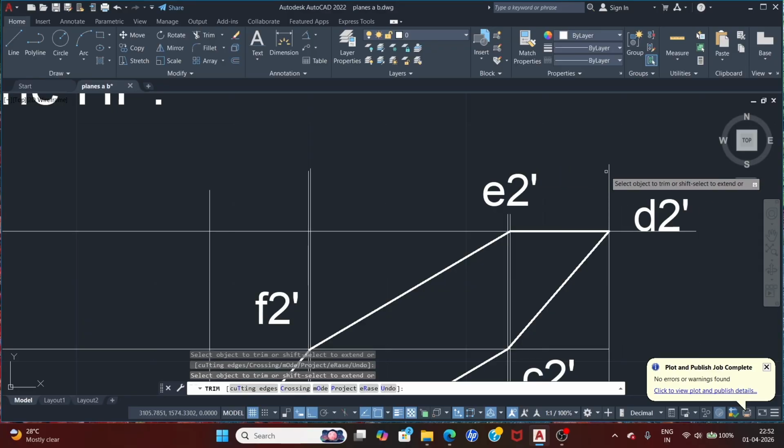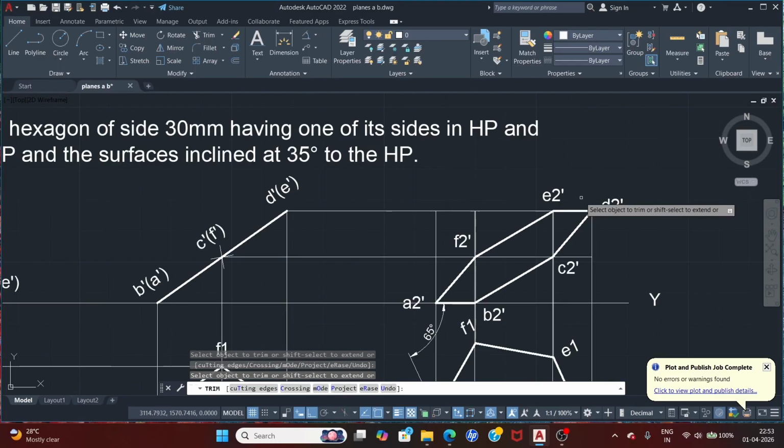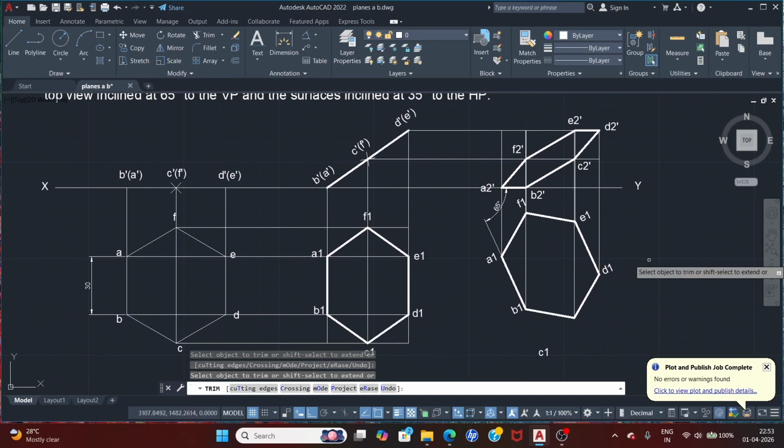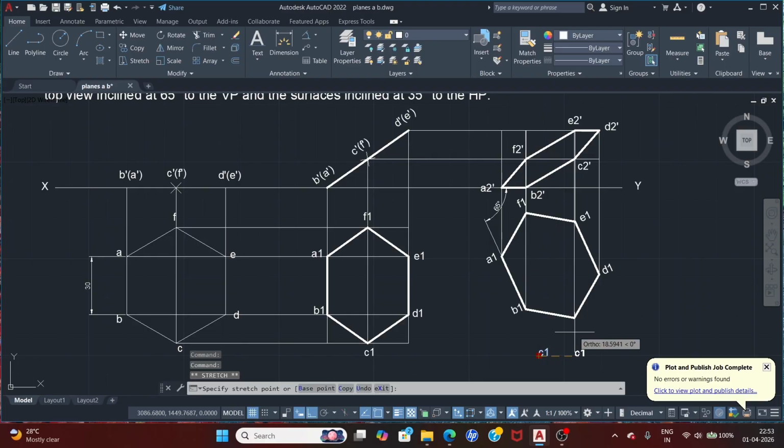So what is the main important thing here? You have to zoom the drawing and draw the compressed drawing. Okay. That is the twist. Okay. So it is C1.